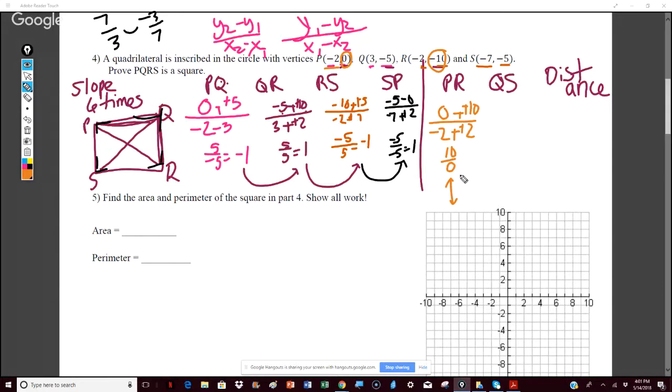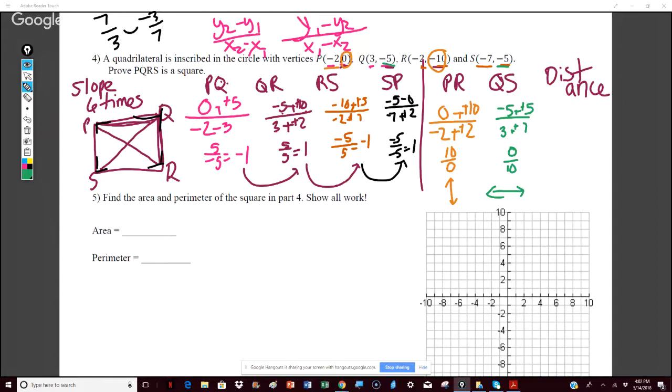Now we're going to look at QS. For Q, we have -5 minus -5 right here, and then we've got 3 minus -7. These become positives. So that's 0 over 10, which means our slope ends up being 0, which goes this way. So we have proven that it is a square.